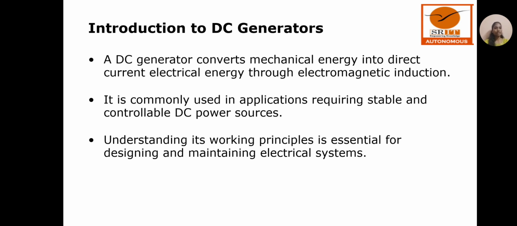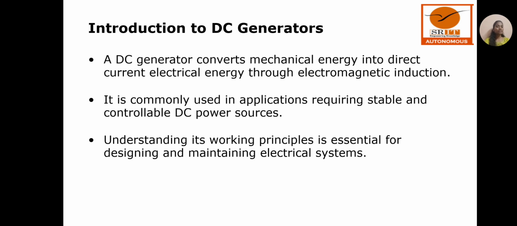Introduction to DC generators. A DC generator converts mechanical energy into direct current electrical energy through electromagnetic induction. It is commonly used in applications requiring stable and controllable DC power sources. Understanding its working principle is essential for designing and maintaining electrical systems.